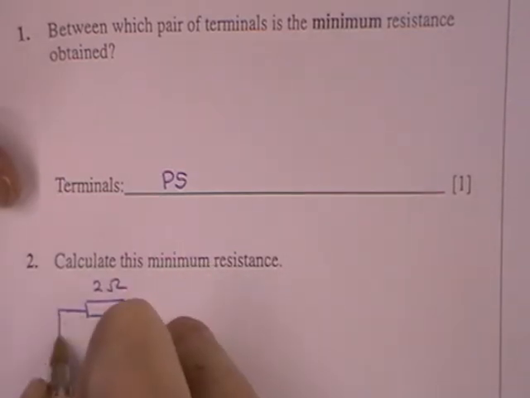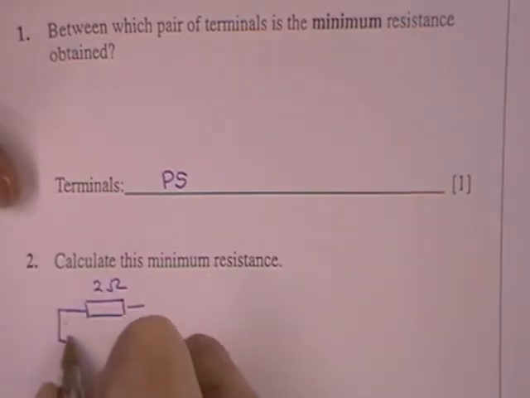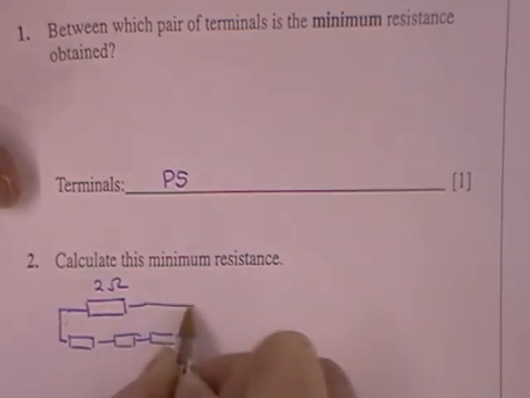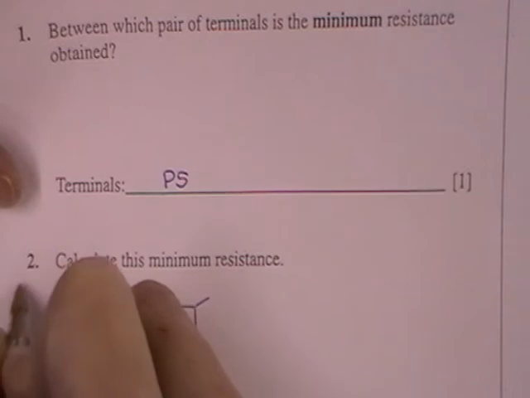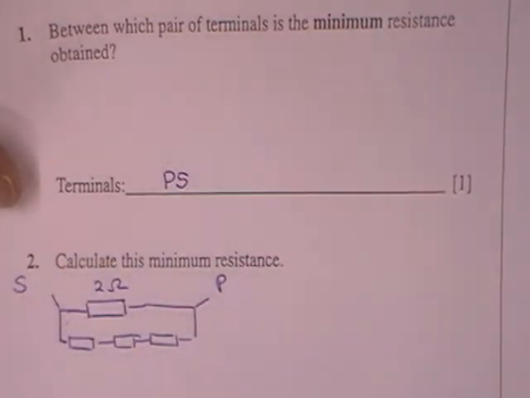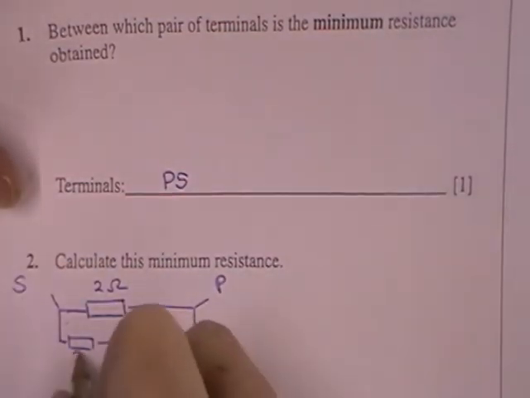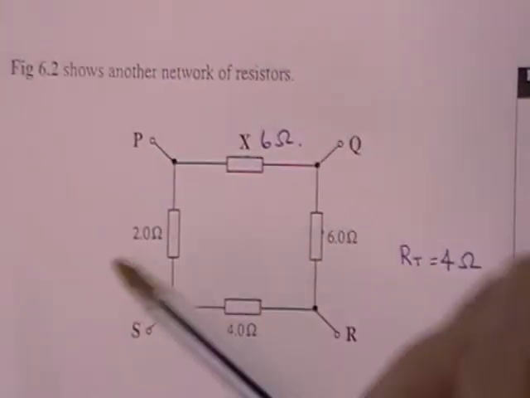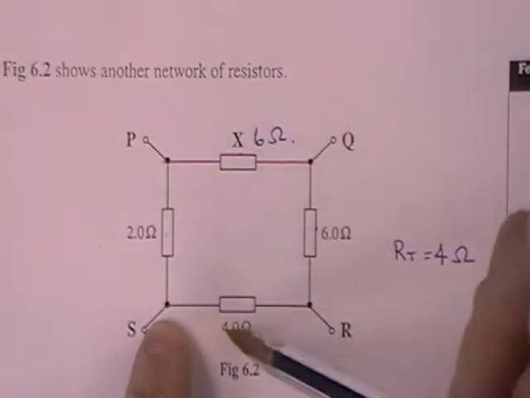And then on the bottom line, I've got the other resistors. So you've got a 4 ohm, a 6 ohm, and a 6 ohm. So that's between S and P there. So if you just look back at that a wee second, I'll write the 4, the 6 and the 6 in there. Just look back a second. So there's the 2, and there's the 4, the 6 and the 6.